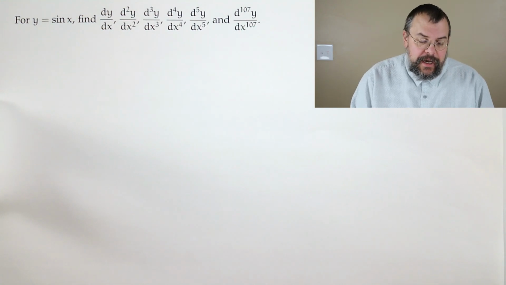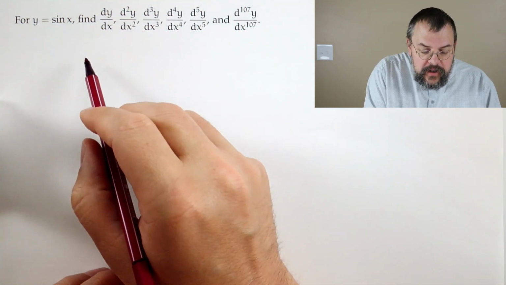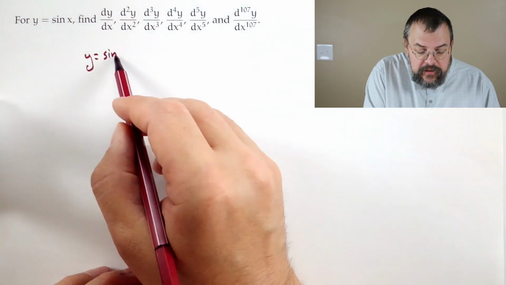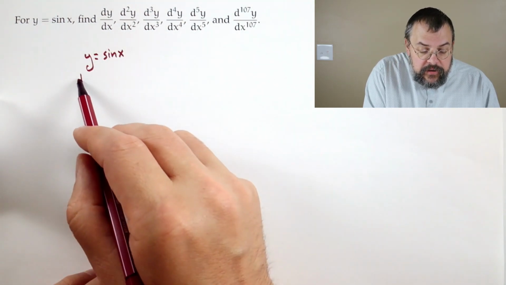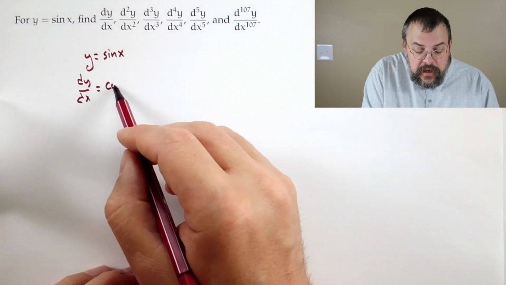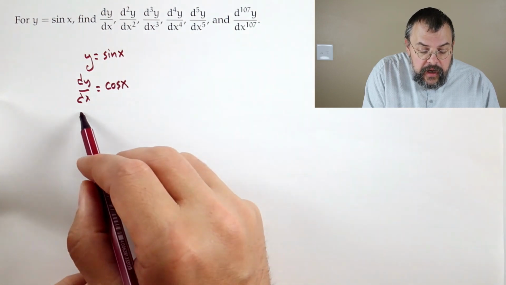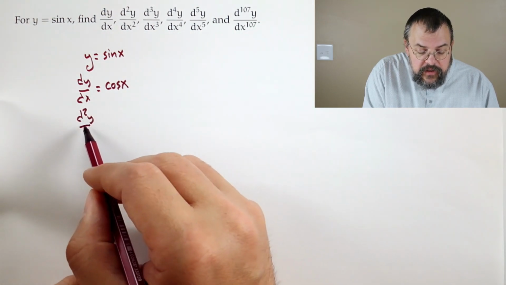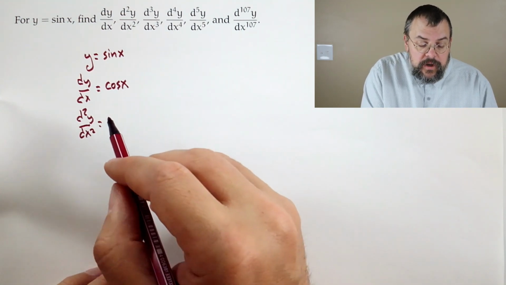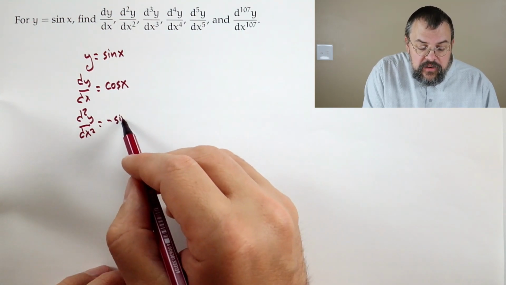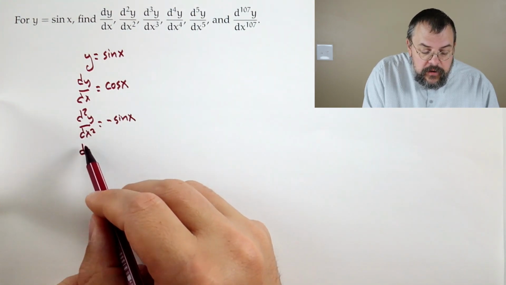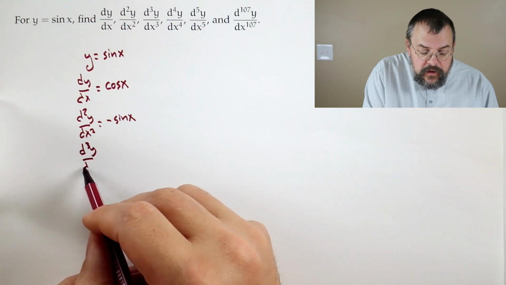All right, so how do we do that? Well, let's start with our function, y equals sine of x. We write down our derivative, dy dx. Now, the derivative of sine, we know that. We just learned it. It's cosine. Now, the second derivative, what would that be? Well, that's the derivative of cosine, and we know the derivative of cosine is negative sine. That looks familiar.